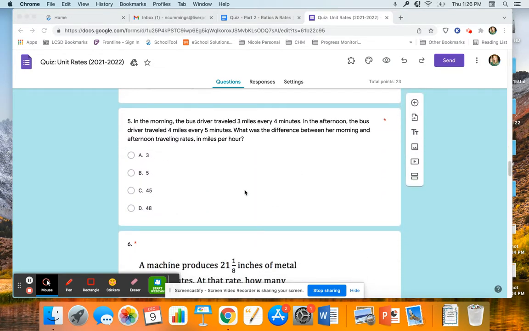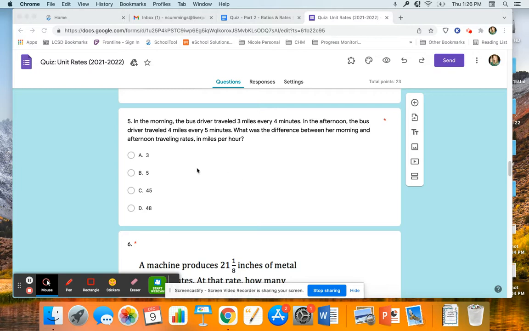In the morning, the bus driver traveled 3 miles every 4 minutes. In the afternoon, the bus driver traveled 4 miles every 5 minutes. What was the difference between her morning and afternoon traveling rates in miles per hour? You're going to need a piece of paper to do this one.